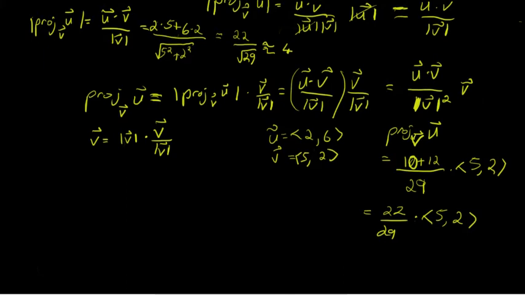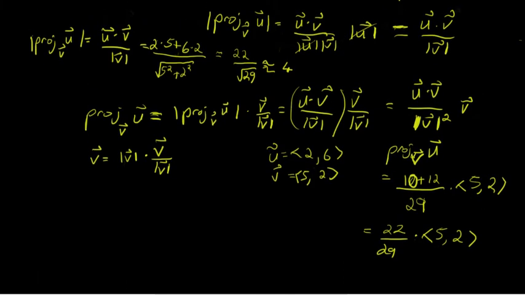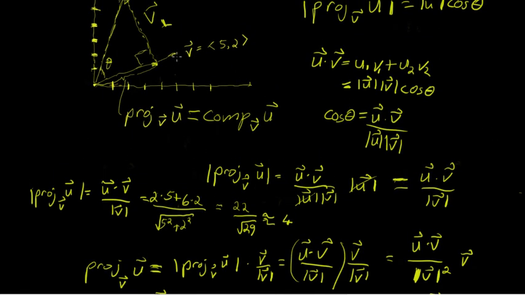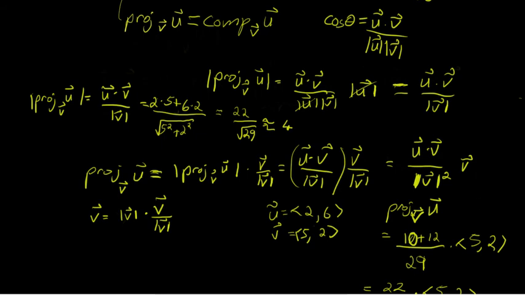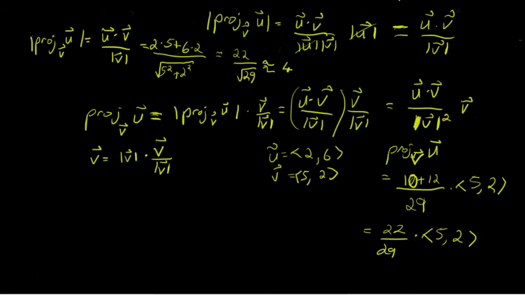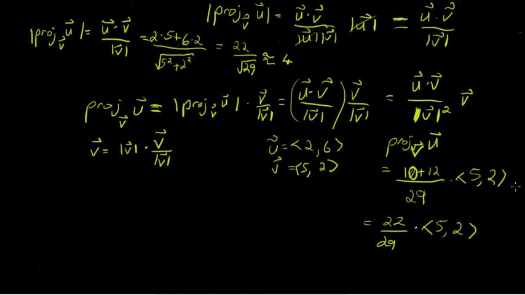And really what you can see here is that determining this projection vector really amounts to determining a scale factor for v, like the length of this projection vector relative to the length of v. You can see we get some number here multiplied by v. So we're going to get a vector in the direction of v, but that's going to be 22 over 29 times the length of v. So that's really all there is to projections.